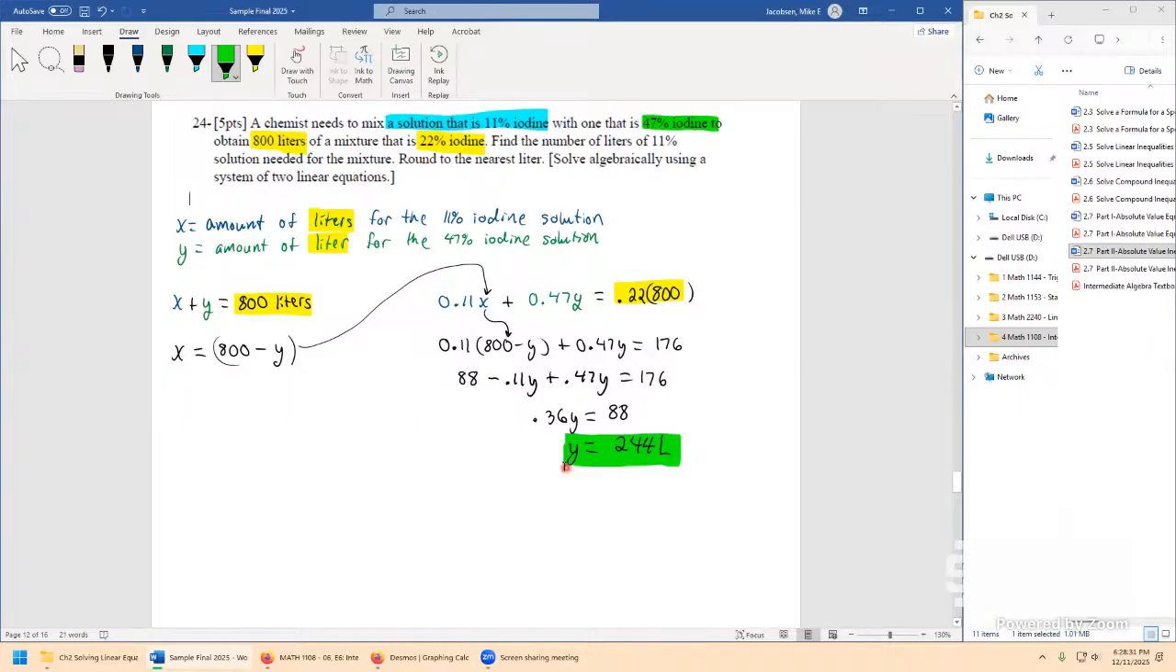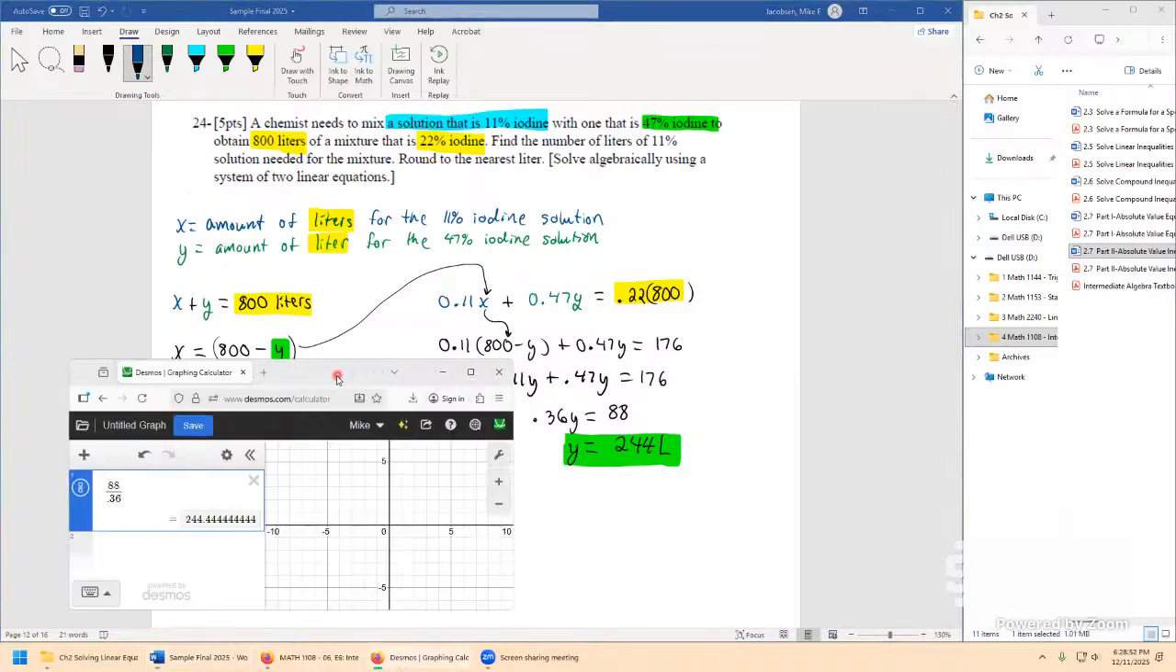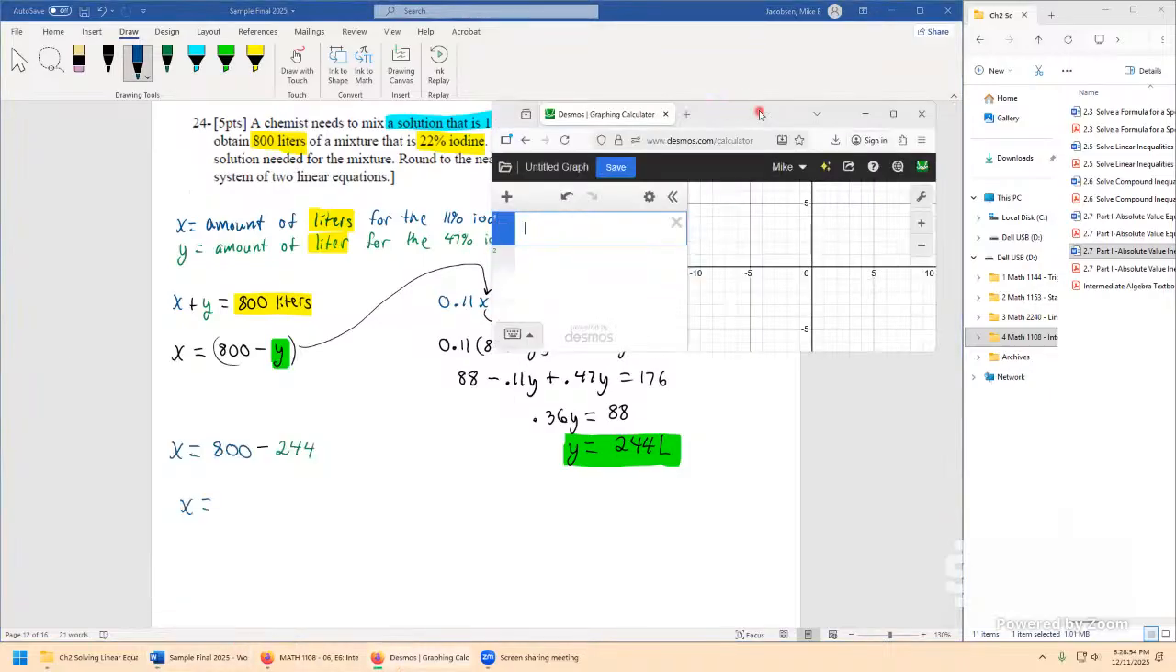But you know, if we did it backwards like this, it's also not a big deal because we can just put in that y value there. And now we have x as well. X is going to be 800 liters minus the 244 liters we just found. So now we have both the value for x and y in terms of liters. So go 800 minus 244 to get 556 liters.